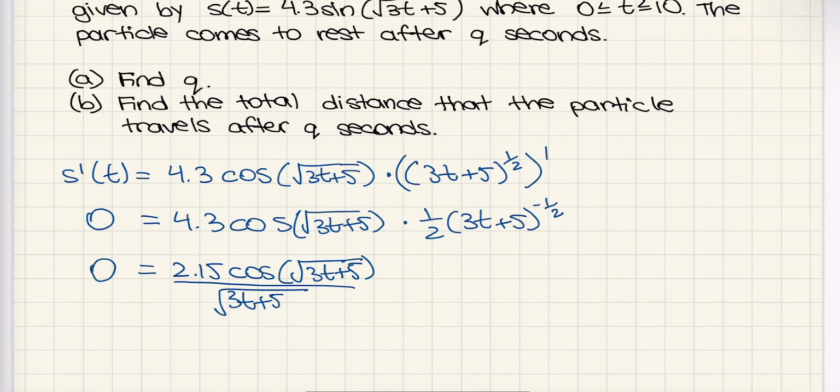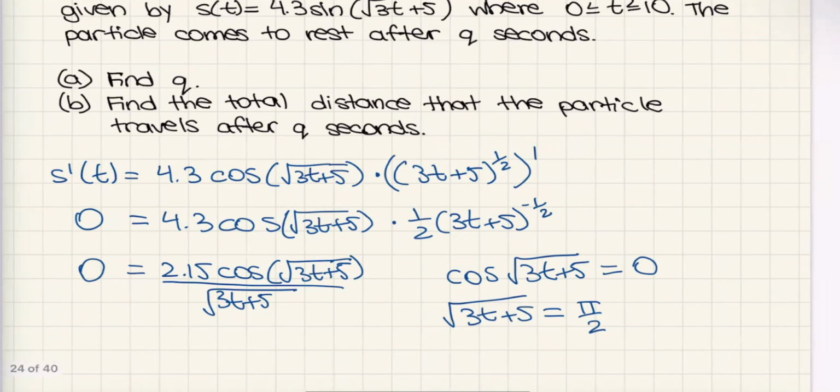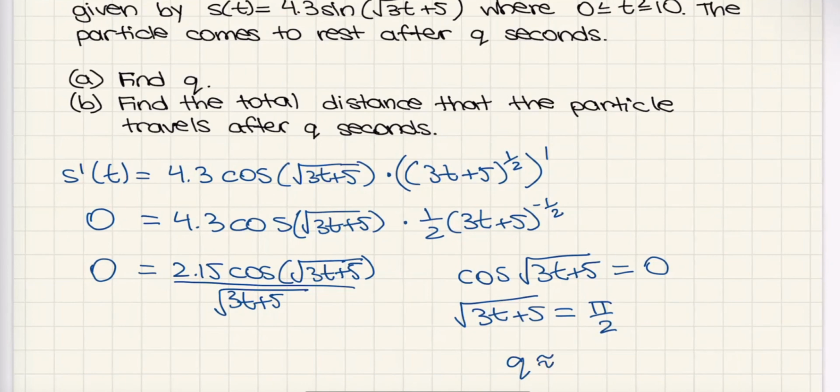So then we're going to end up with cosine of the square root of 3t plus 5 is equal to 0. And when is cosine 0? Well, it's 0 at pi over 2. So therefore, we would need the square root of 3t plus 5 to be equal to pi over 2. And then if we solve that, we should get that t or q is about 5.74 seconds approximately in order to make that happen. All right, so that's it for that one.